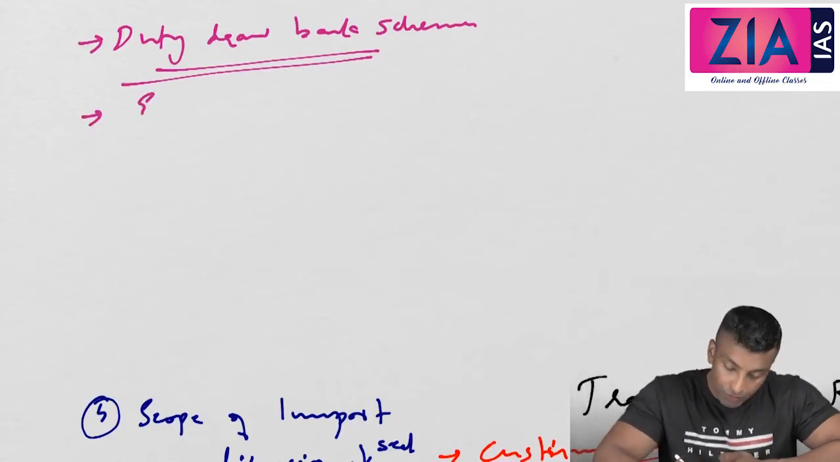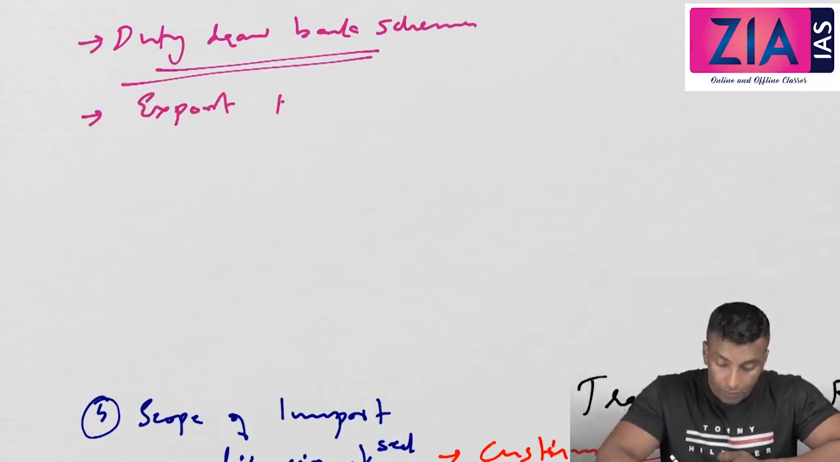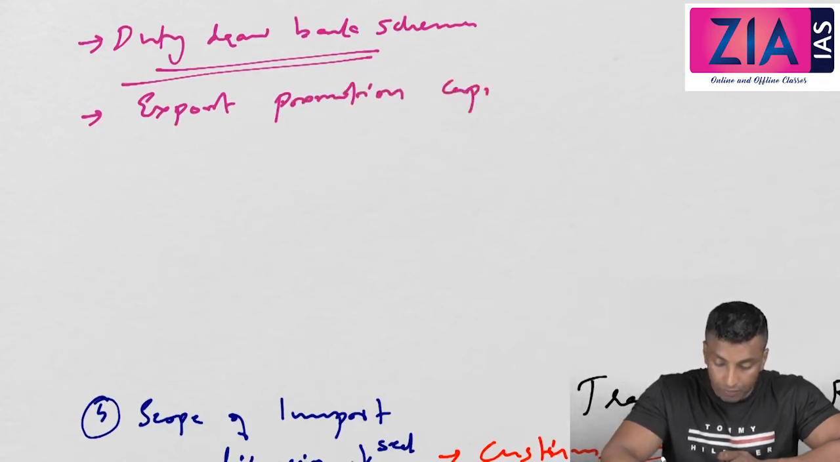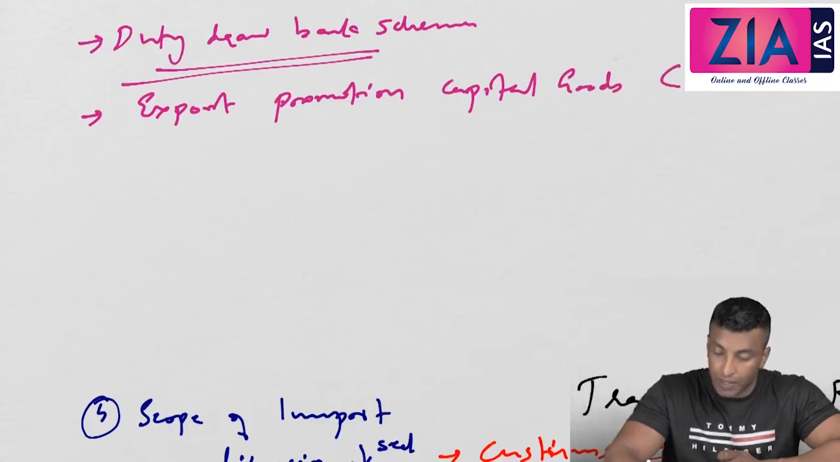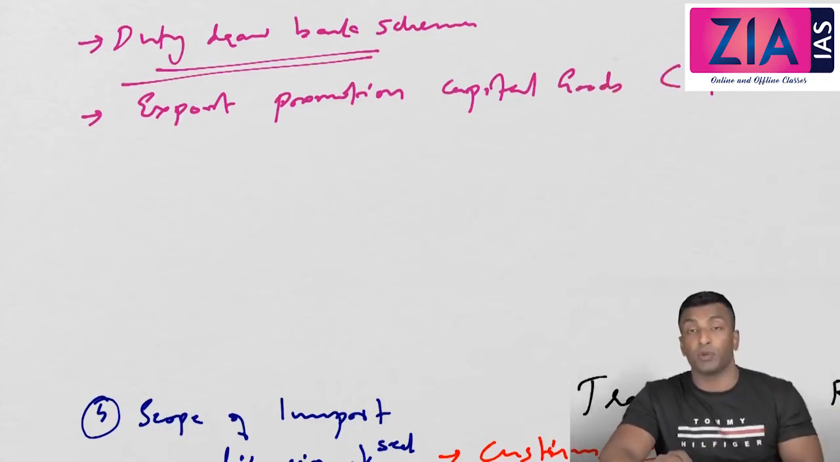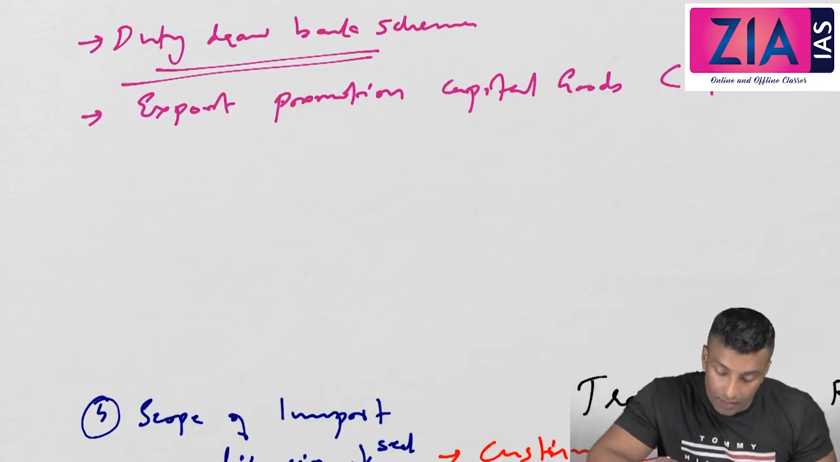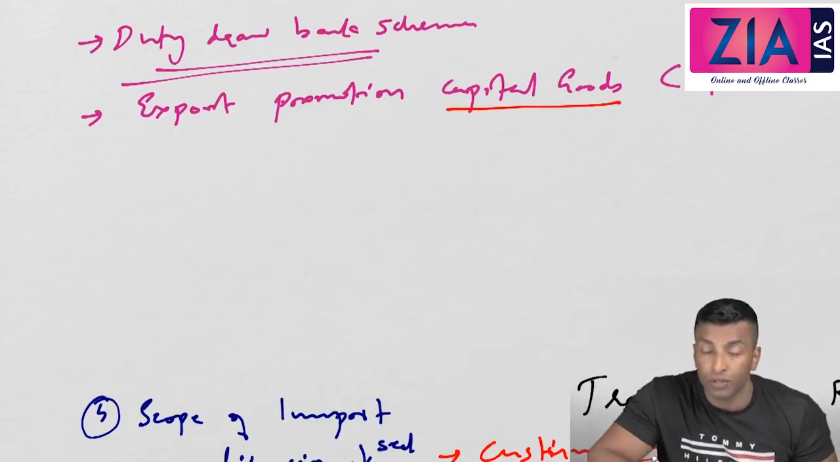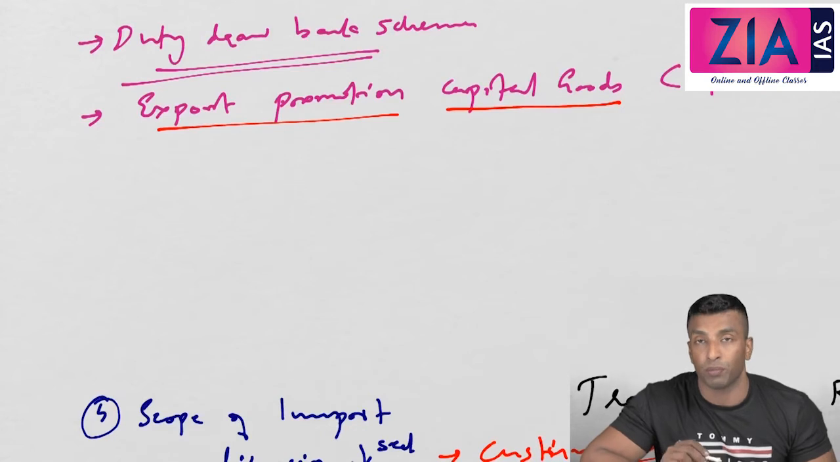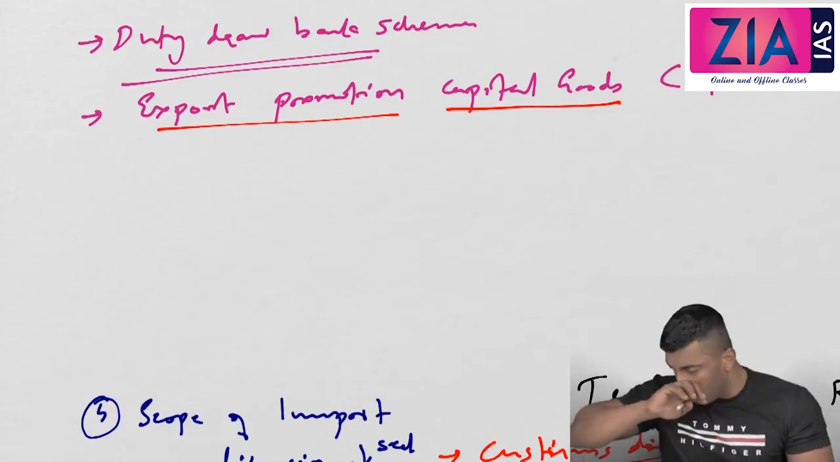Next is export promotion capital goods scheme, the EPCG scheme. You can see this is related to capital goods, and this is related to export promotion. Now what is this scheme?